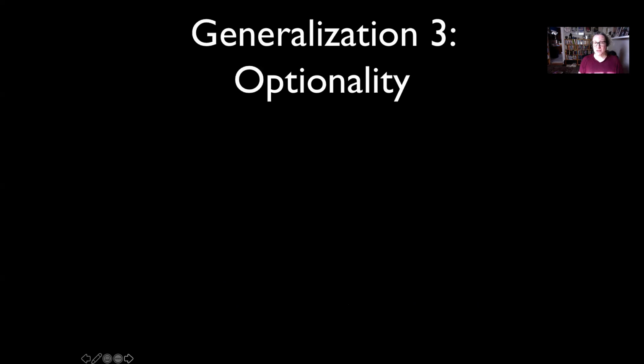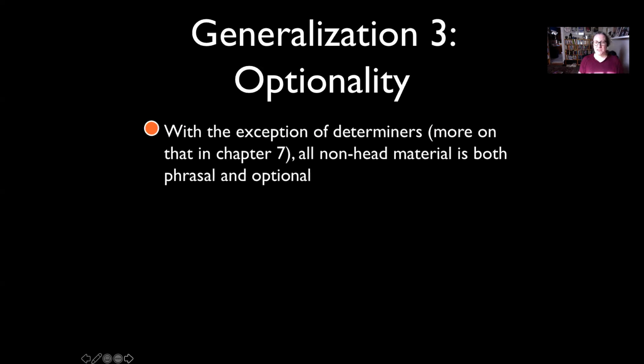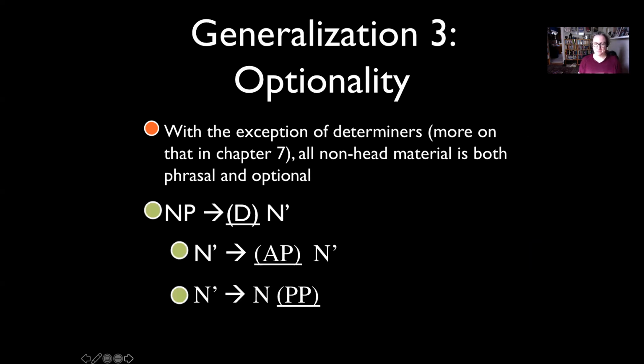All right, generalization 3, optionality. With the exception of determiners, we'll talk more about that in the next chapter, all non-head material is both phrasal and optional. We've been doing that for a long time. We've been putting an ADVP above our adverb, even when there's only one adverb, right? Even when there's no other, it's not really a phrase in the way we think of it. We've been putting ADJP above the adjective, even when it's only one word. So all non-head material is both phrasal and optional.